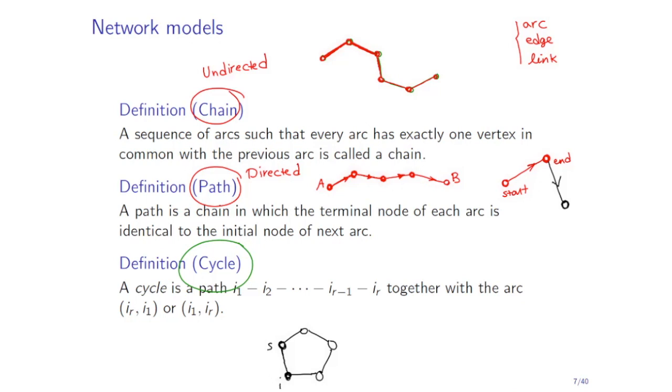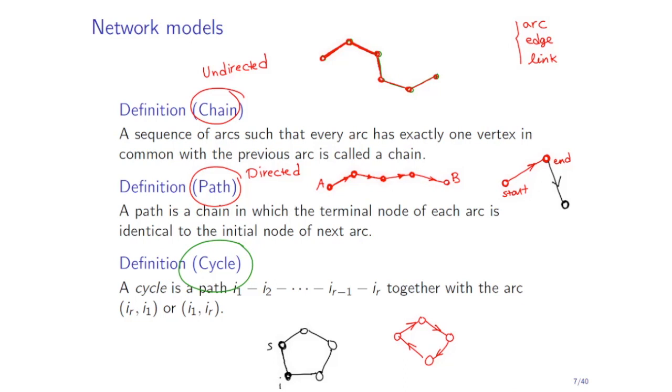Okay, you can easily think of directed graphs where you have something like this, right? So a cycle is a path or a chain with an extra edge that connects the last vertex to the first vertex.